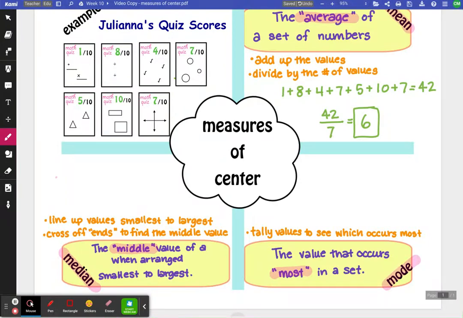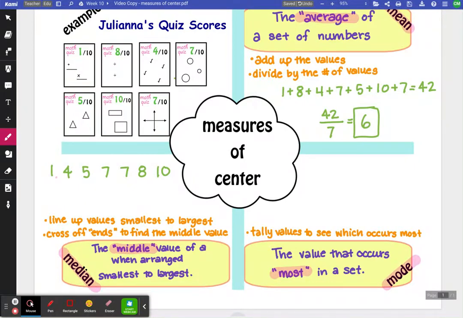The second measure of center we're going to talk about is the median. Remember, the median is the middle value of a set of numbers, but we have to arrange them smallest to largest first. Our directions here in orange say line up the values smallest to largest and cross off the ends to find the middle value. So I'm going to take all 7 of those scores and list them from smallest to largest: 1, 4, 5, 7, 7, 8, and 10. I want to make sure I have 7 of them: 1, 2, 3, 4, 5, 6, 7. Good, so I don't miss any.